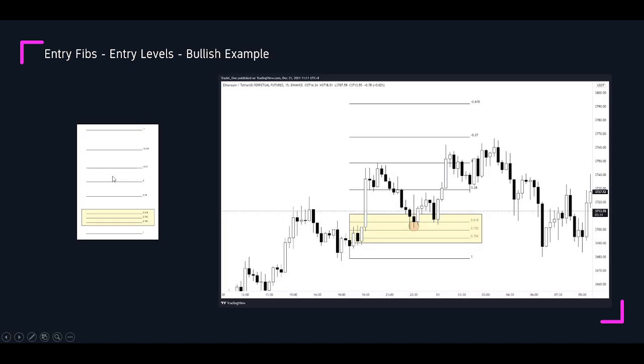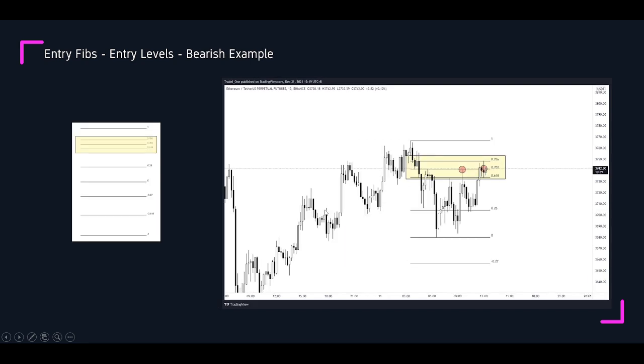So here's an example: entry fibs, entry levels, bullish example, swing low, swing highs we've talked about, and then we have our entry in this area, which then sees price run off. Then we have the entry fibs for a bearish example: swing high, swing low, entry potentially made. You can see a couple of options here and setups that do show their way. And I'm pretty sure and certain that these actually did play out.